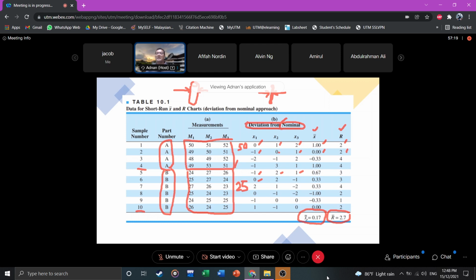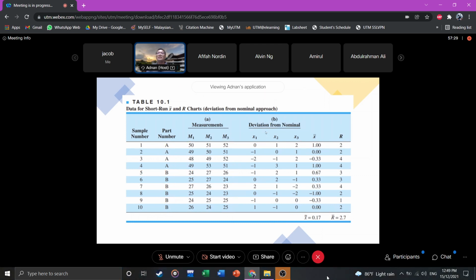So we still have these values, but the way that we make the calculation is, we have to take the deviation. Remember, it's the deviation, not the raw data. We plot the deviation. I hope everyone follows this.